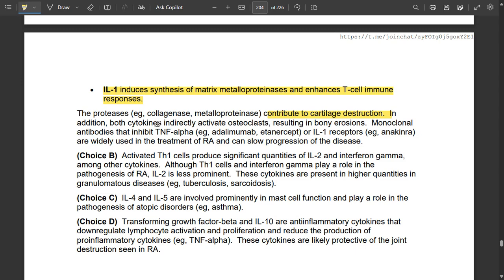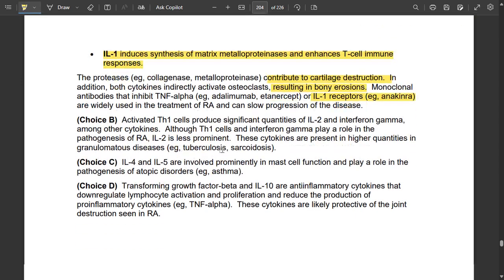In addition, both cytokines indirectly activate osteoclasts, resulting in bone erosion. So cytokines are the reason for bone erosions. Monoclonal antibodies can inhibit TNF-alpha, like etanercept, or the interleukin-1 receptor antagonist anakinra, which are widely used in the treatment of RA, but they are biologic DMARDs and will slow the progression of the disease.